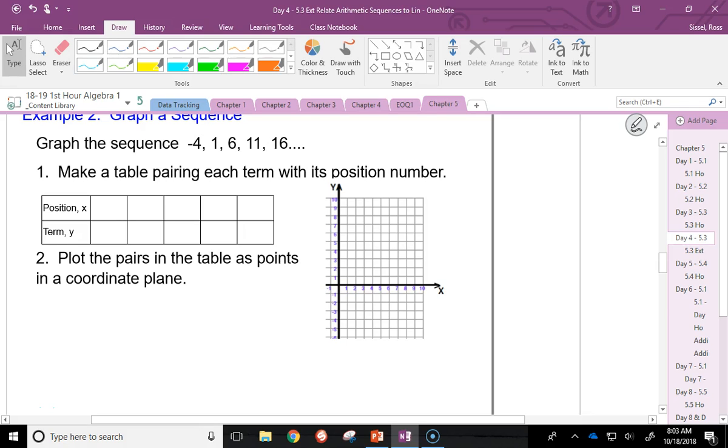So in this example 2, it's saying graph a sequence. We're already talking about slope now. So it says the sequence is -4, 1, 6, 11, and 16. So if we have to graph our sequence, what they're asking us to do is first make a table pairing each term with its position number. And so when we make this, we have our domain, our x, which is position, and the y is the term.